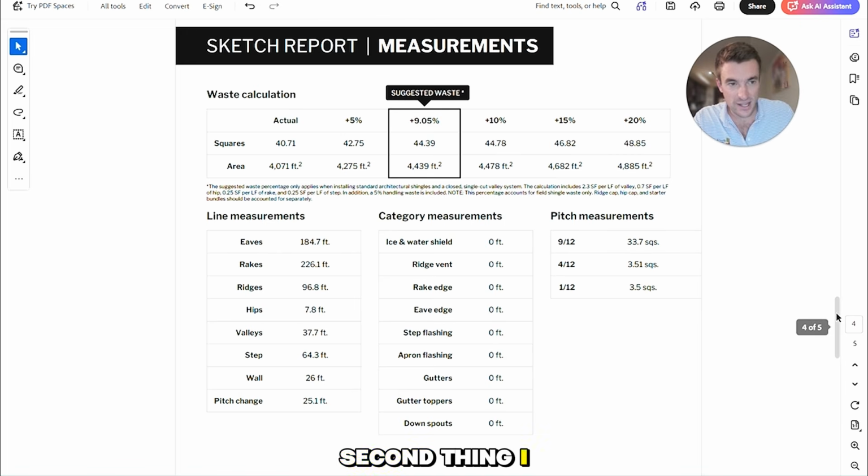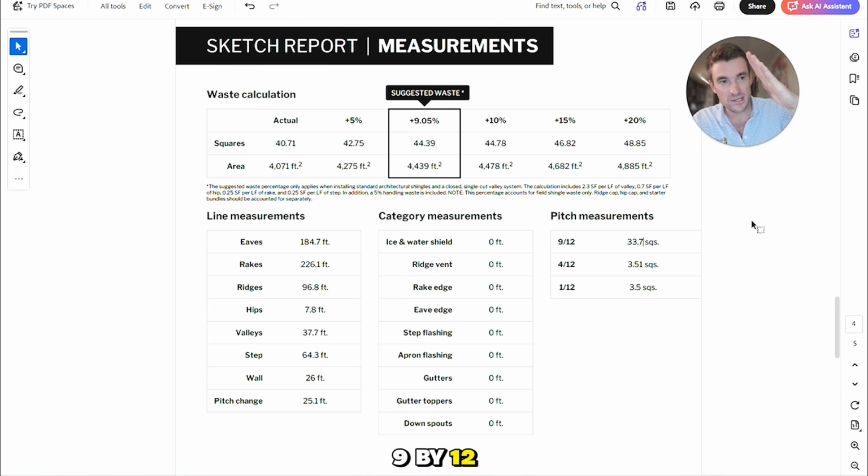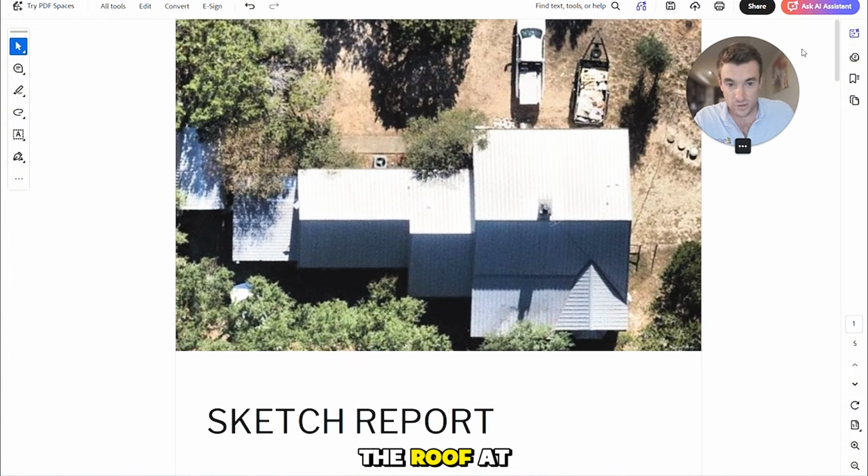And then the second thing I look at is the pitch measurements. As you can see here, 33.7 squares is a 9 by 12 pitch, which is steeper than most roofs. The average roof pitch is around 6 by 12, which is about 45 degrees. 9 by 12 would be a little bit steeper. Obviously, the steeper a roof is, the more work it is to remove and replace. But if a roof isn't as steep, then it's easier for us to remove and replace it, and then we charge less. So this is the roof at a high level.